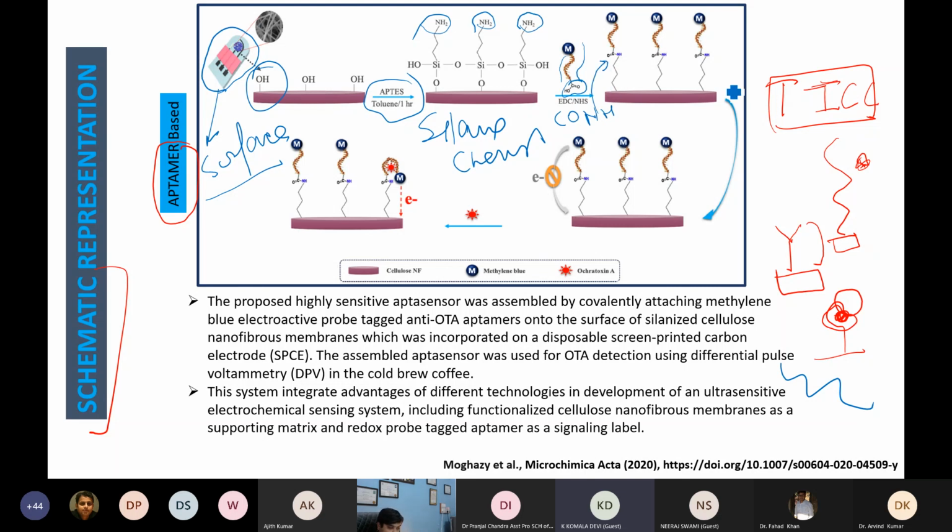So now this surface contains a receptor. Now just mentioning one thing very important. This M ball is a methylene blue. It's a dye, and at a particular potential, it oxidizes, right? So what is the point?